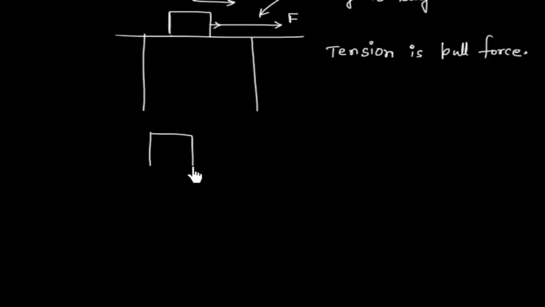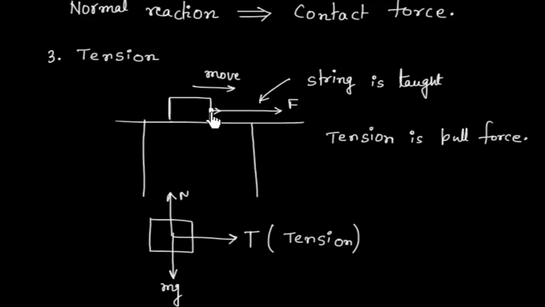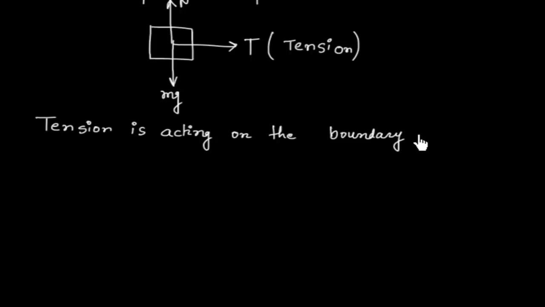So if I see this book, I have a normal reaction in the upward direction, I have mg or W in the downward direction, and there is a force that is acting, and this is tension, a pull force. Now this tension is again a contact force because it acts at the point of contact between the book and this string. So tension is acting on the boundary, and this is again a contact force.